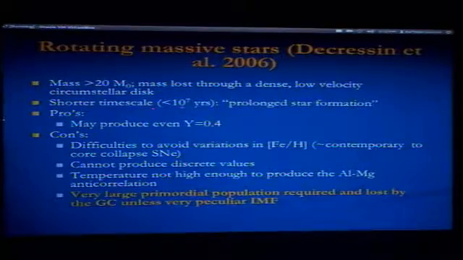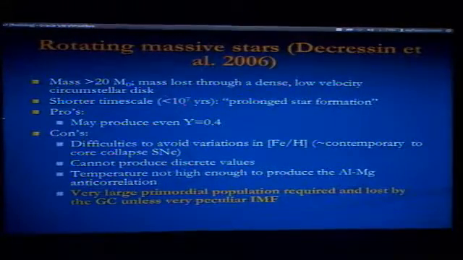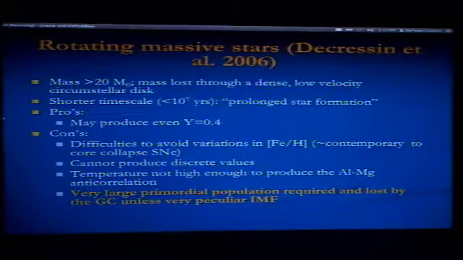The time scale is much shorter, less than 10 to the 7 years. And this creates difficulties because it is very difficult to avoid variation in iron over age, because these stars evolve on the same time scale as the core collapse supernova. They may produce a lot of helium, no problem. They cannot produce aluminum and other elements that are found to vary in clusters. And this is a very big problem.